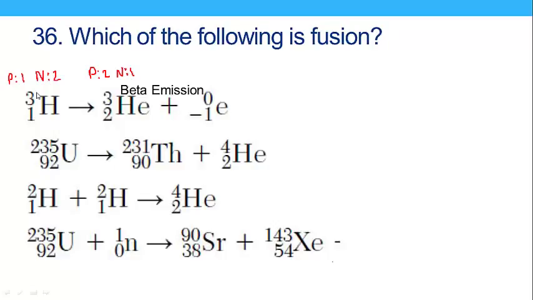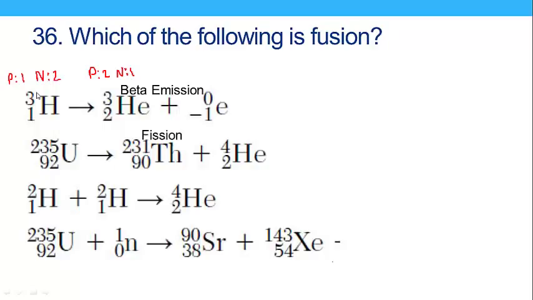So this is what happens in beta emission. A neutron is made into a proton that's kept in the nucleus, and we're also going to eject a very high energy electron. So this might look like fusion because we're ending up with something that's a little bit heavier, but we're not starting with 2 things that are fusing together. Therefore, this is not fusion.